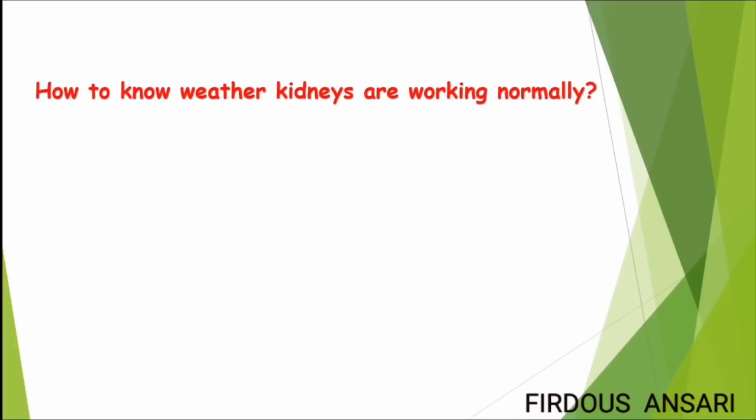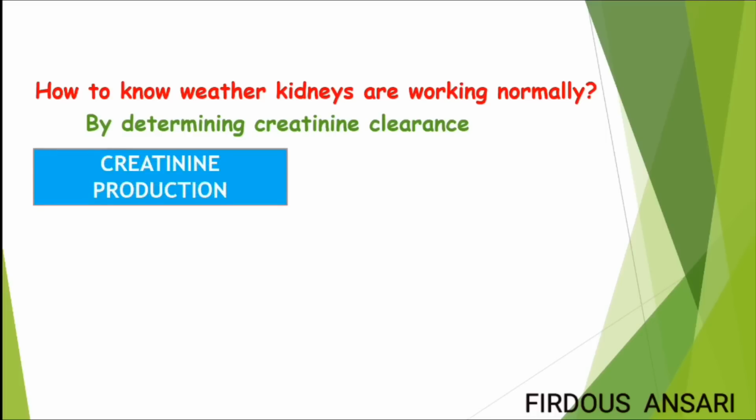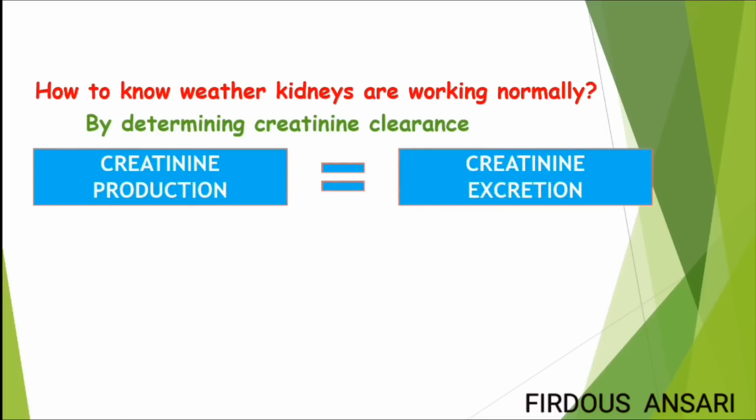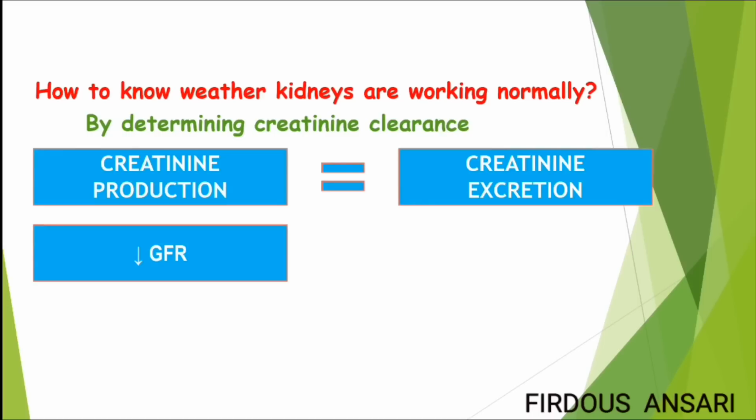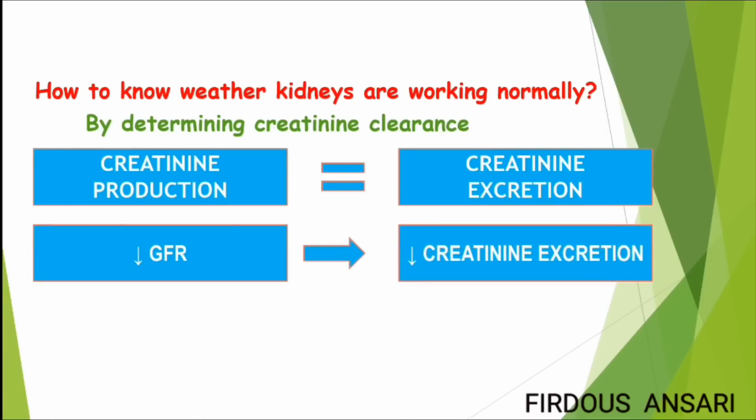Next, how do we know whether the kidneys are working normally or not? A simple answer to this question is by determining the creatinine clearance. As we know, creatinine production is equal to creatinine excretion. When the GFR is reduced, then creatinine excretion is also reduced. So you just need to calculate the creatinine excretion. If the creatinine excretion is less than normal, it implies that the GFR is also reduced, and when GFR is reduced, it means the kidneys are not working properly.